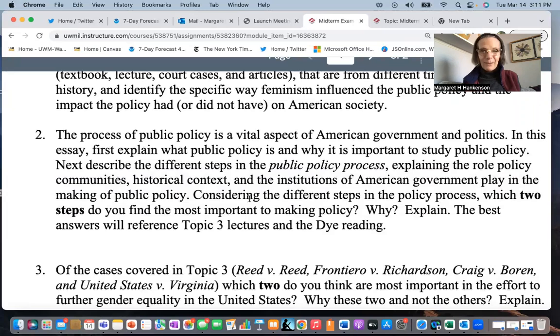Explain the role policy communities, historical context, and institutions of American government play in the making of public policy, okay? Then, considering the different steps in the policy process, which two steps do you find are the most important for making policy? Why? Explain. And the best answers will reference the topic 2 lectures and the readings. It says topic 3. That's a misprint. I'll go back. That should say topic 2. Okay. This one focuses on topic 2.